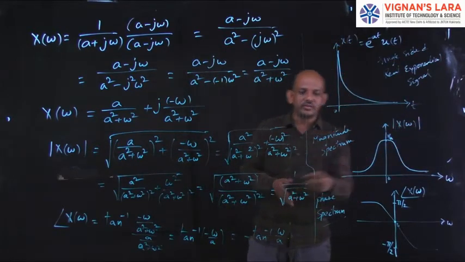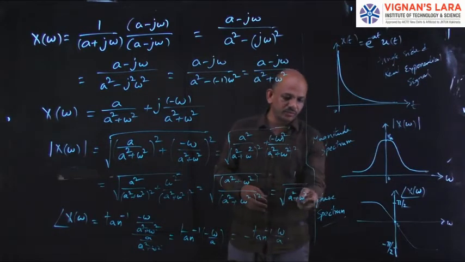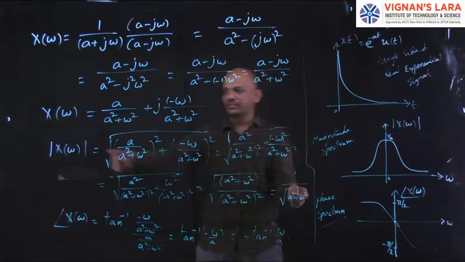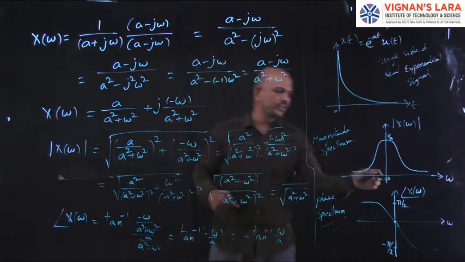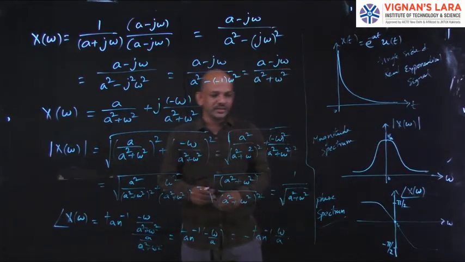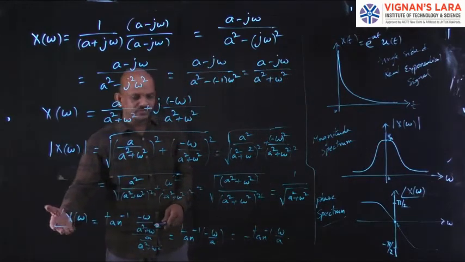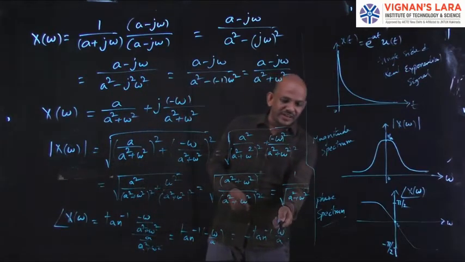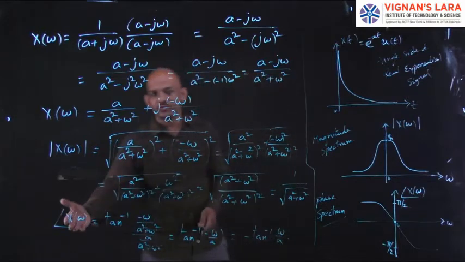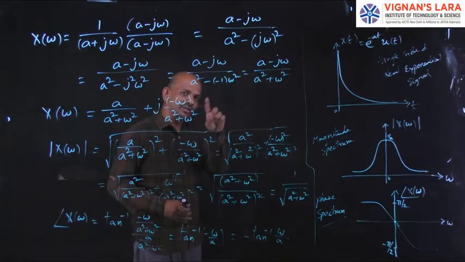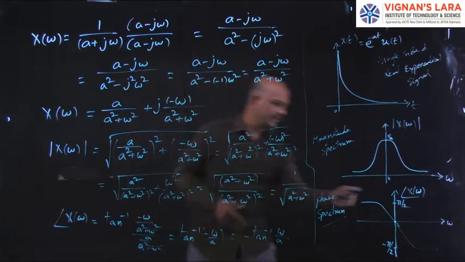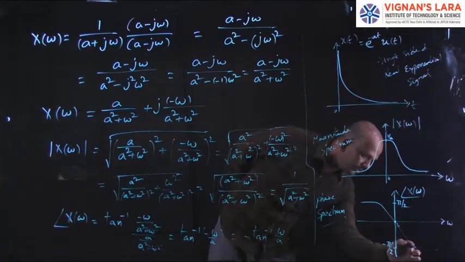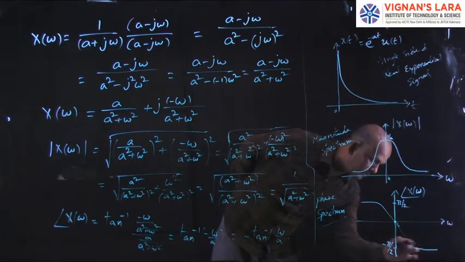For your understanding, I gave an example. At omega equal to 0, the value of this one will be equal to 1 by a. In the same way, the phase of X of omega is nothing but minus tan inverse of omega by a. For various values of omega, I get various values of phase angles. If you plot the graph for all those values, the shape will be like this. Clear?